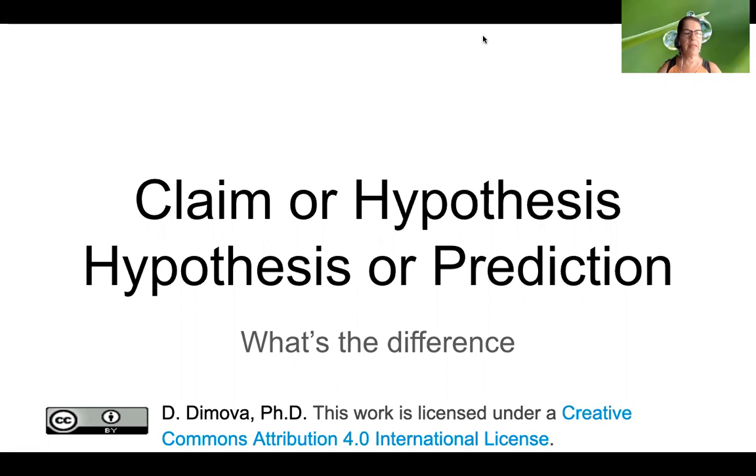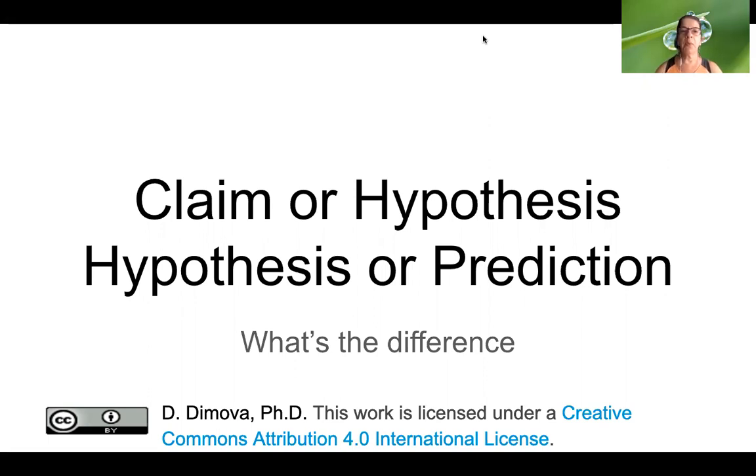This is the first video of a two-part series on the nature of science, and we're going to be talking about claim, hypothesis, and prediction. Why are we talking about this? What's the difference between these three terms?